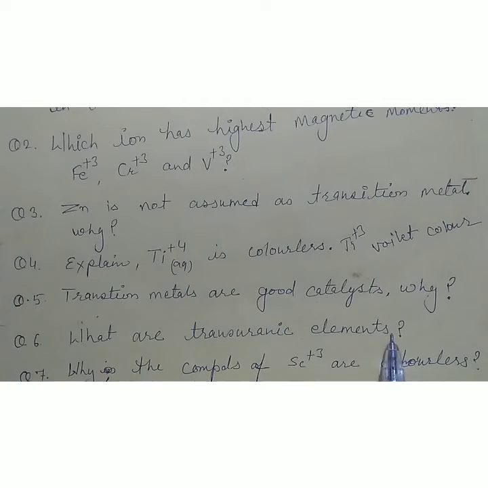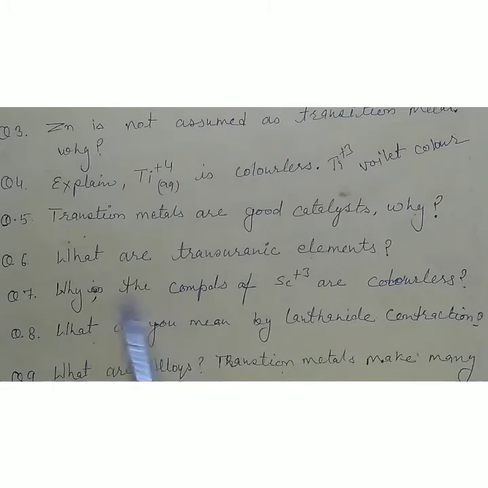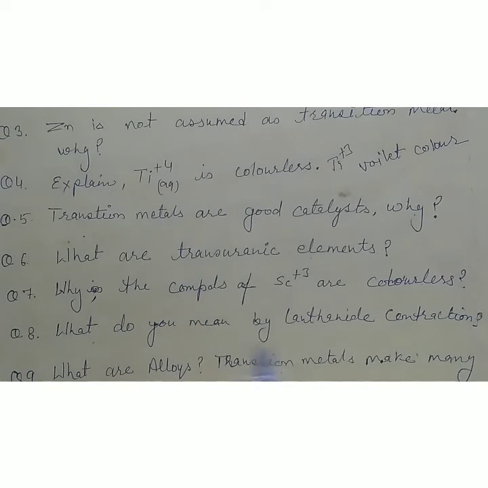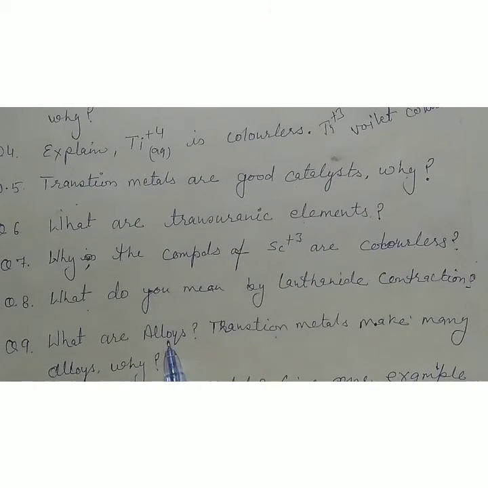What are transuranic elements? The compounds of scandium +3 are colorless. The same content is discussed in question number 4 and question number 7. The compounds of Sc+3 are colorless and Ti+4 also colorless. What do we mean by lanthanide contraction? What are alloys? Transition metals make many types of alloys. Why? What's the reason for the transition metals making many alloys?